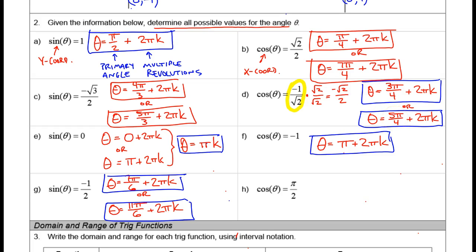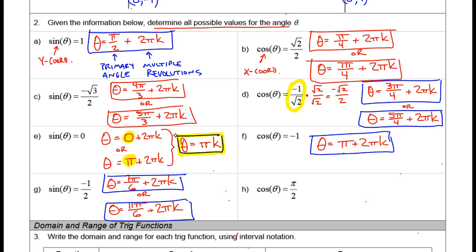Moving on, this one, part E, we're talking about the sine theta equals 0. So when does the y-coordinate equal 0? Well, that happens at 0. It also happens at pi. So we have 0 plus 2 pi k or pi plus 2 pi k. We can simplify that and consolidate it as a single statement, pi k. Oftentimes these ratios repeat every half circle, so that we can write those as plus pi k. In this case, it's 0 plus pi k, which we can just write as pi k.